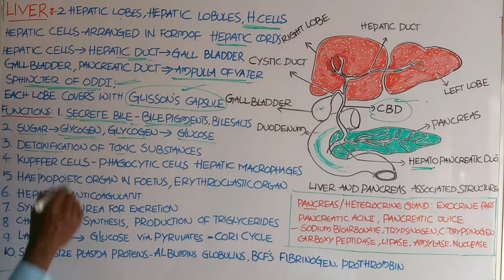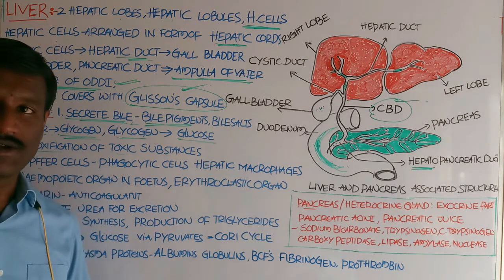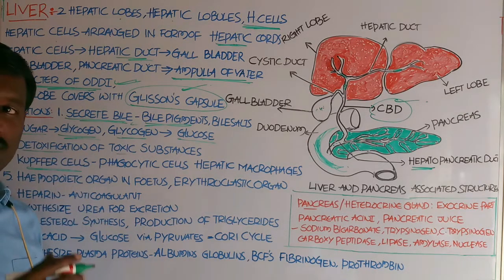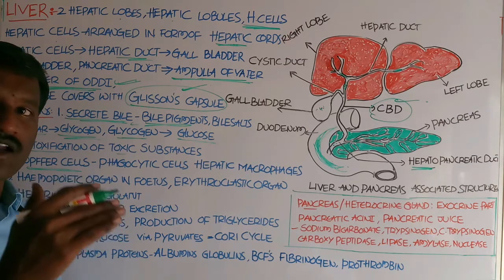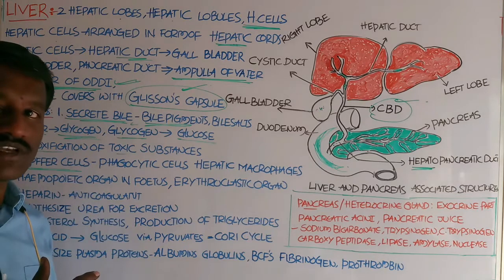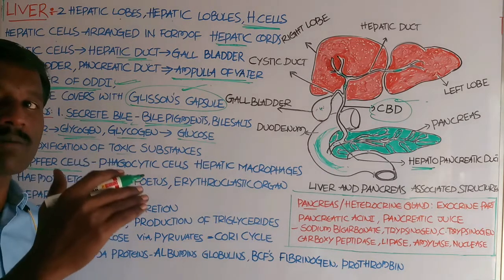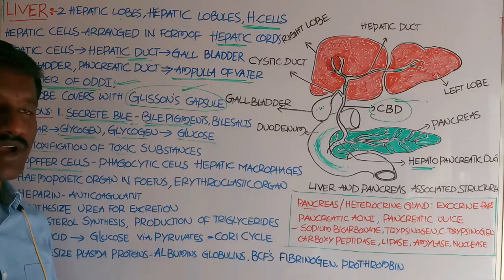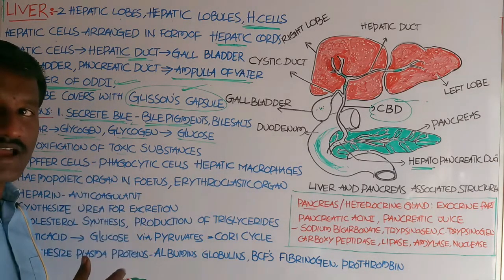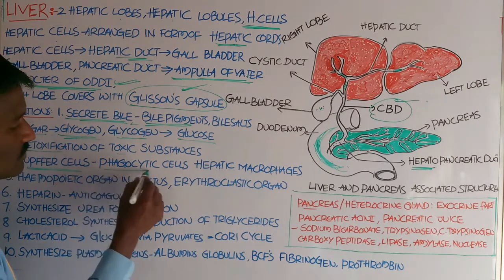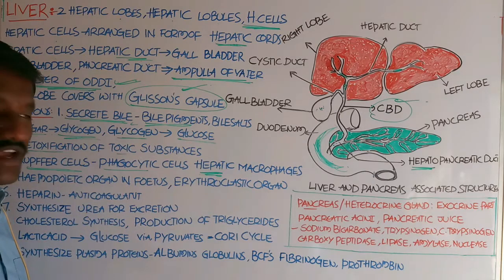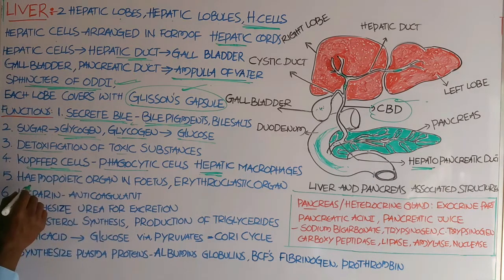Another thing, Kupffer cells are also present in the liver. Kupffer cells act as hepatic macrophages. Why are these called hepatic macrophages? They engulf microorganisms and other substances, such as bacteria and viruses. These are called phagocytic cells, also called hepatic macrophages, or Kupffer cells.